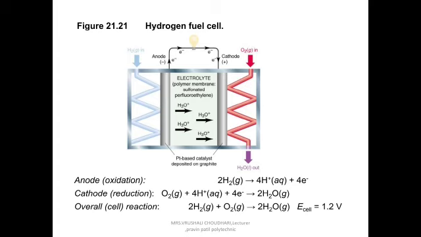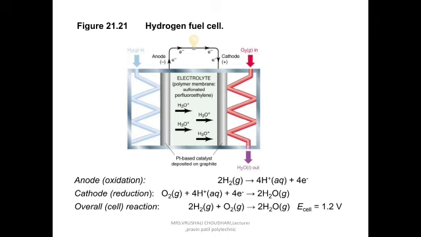When the reaction takes place, let us check the reaction at the anode. At the anode, hydrogen gas is converted to H+ ions, and the H+ ions react with the electrolyte to form H2O. While at the cathode, oxygen gas is going to gain 4 electrons which are liberated at the anode.